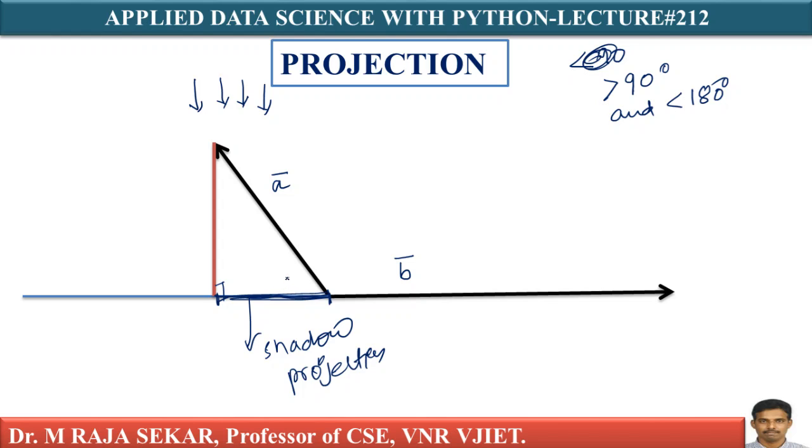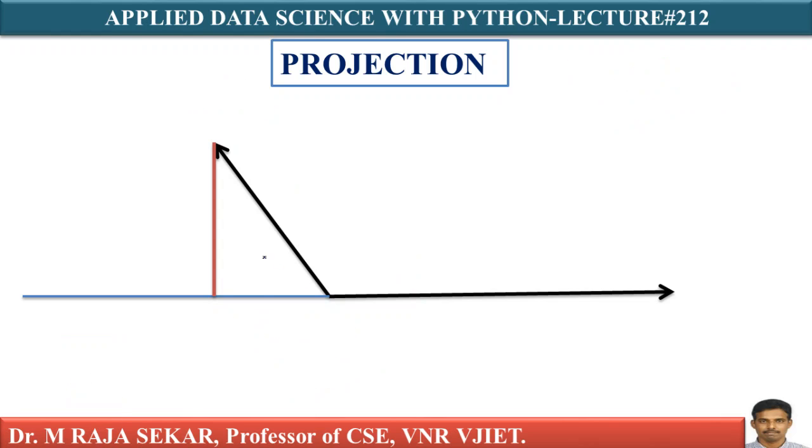At this point of time, you need not worry about whether it is vector projection or scalar projection. We will try to understand in a detailed manner with proper examples. Just assume that this is my A bar and this is my B bar. This one is the projection. You are projecting A bar onto B bar.